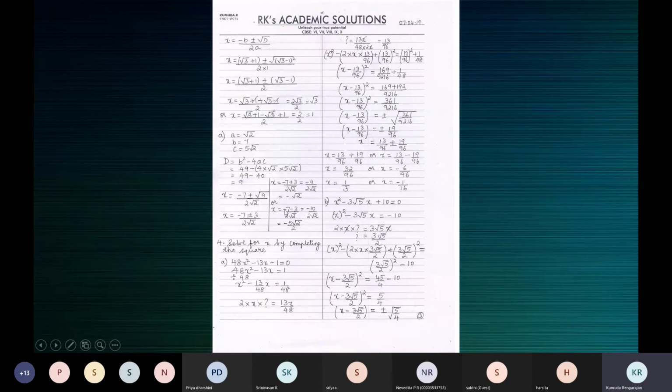This is the term here, x square. Then you can see this minus 13x by 48, which is written as minus 2 into p, which is x, q, which is 13 by 96. We're just writing this in the form 2pq. You can simplify. 2 ones are 2, 48 times. So 13x by 48, that's what you have here. So p the whole square minus 2pq plus q square. This is what you're adding to both the sides.